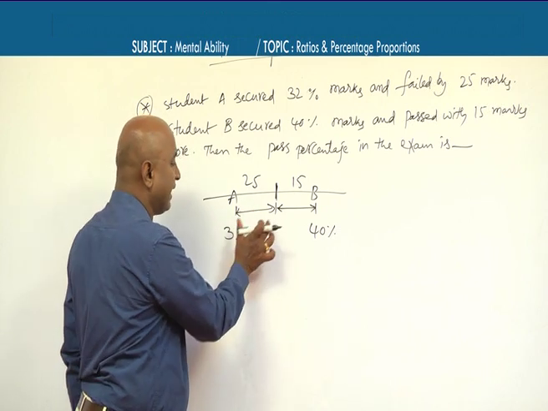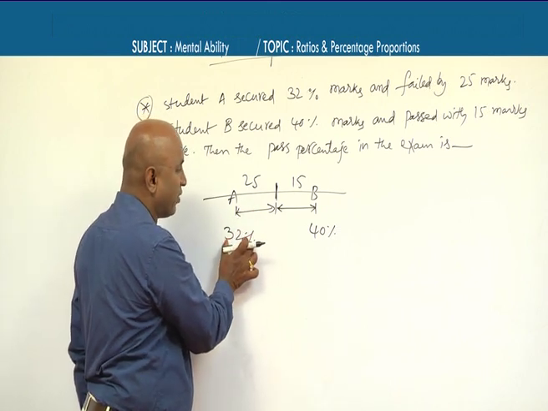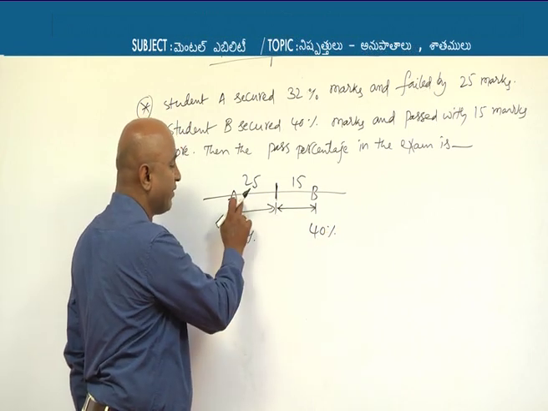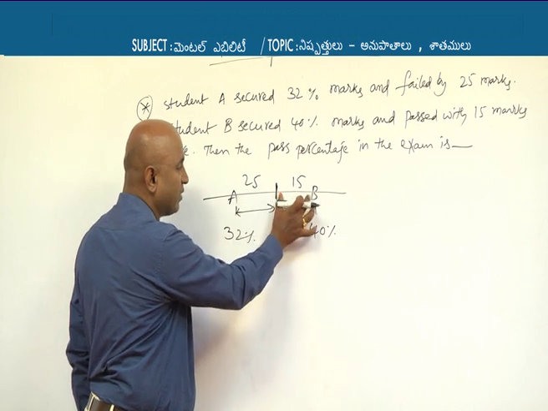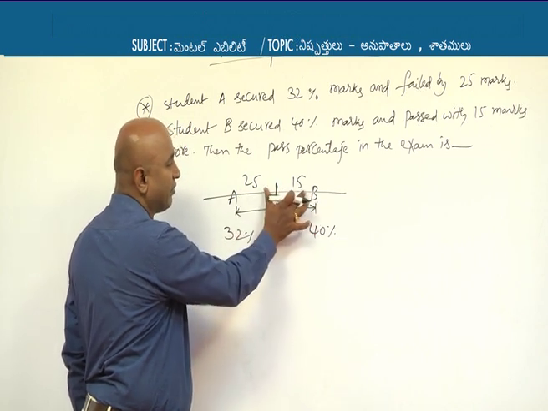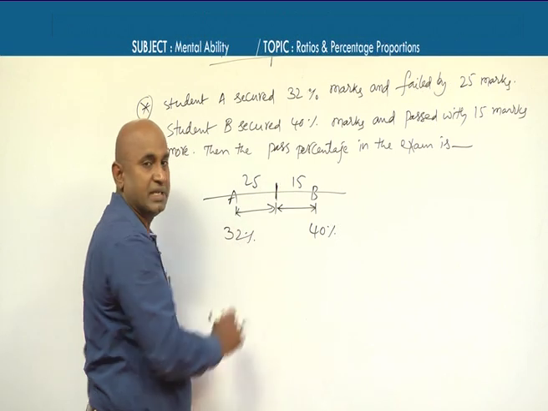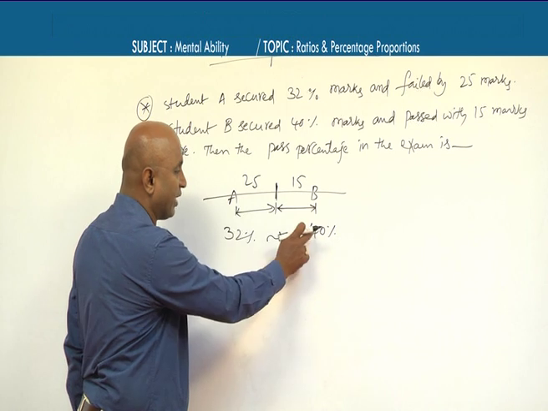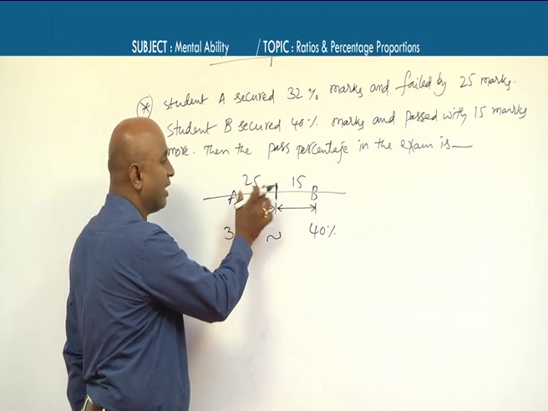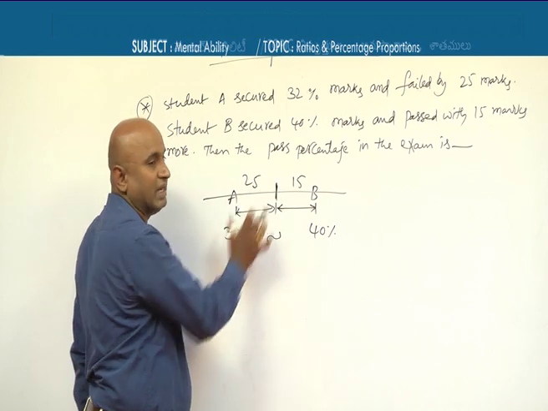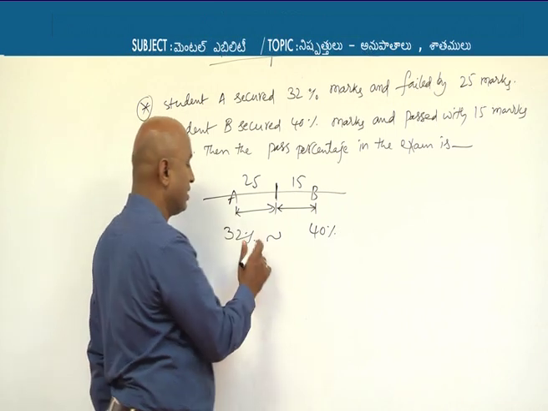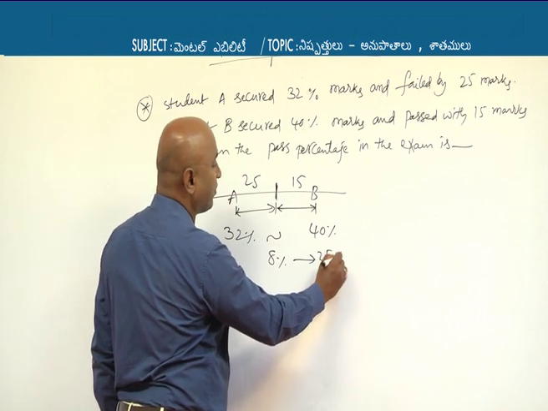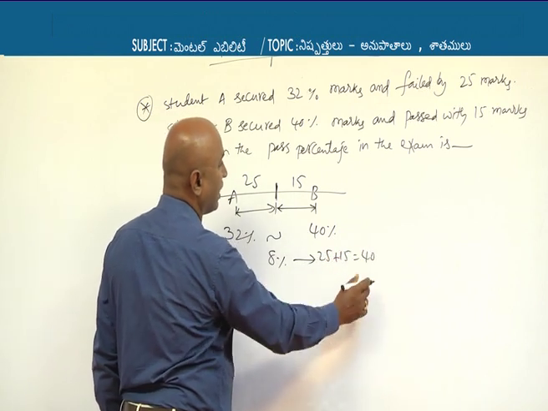ఈ ఇద్దరి మధ్య తేడా ఎంత ఉందంటే 32% ఏ, 40% బి. ఈ రెండింటి మధ్య తేడా, ఈయనకు 25 మార్కులు తక్కువ వచ్చినాయి, ఈయనకు 15 మార్కులు ఎక్కువ వచ్చినాయి. 25 + 15 = 40. So the difference between 32% and 40% is nothing but the addition of these two values, 25 and 15. So it is 8%. So 8% is equal to 25 plus 15, that is equal to 40.